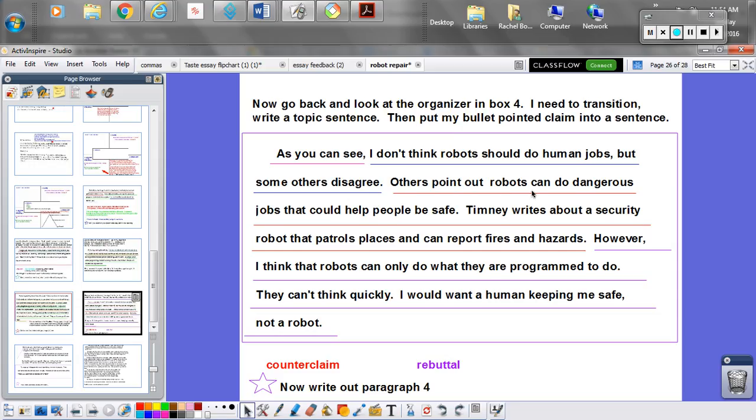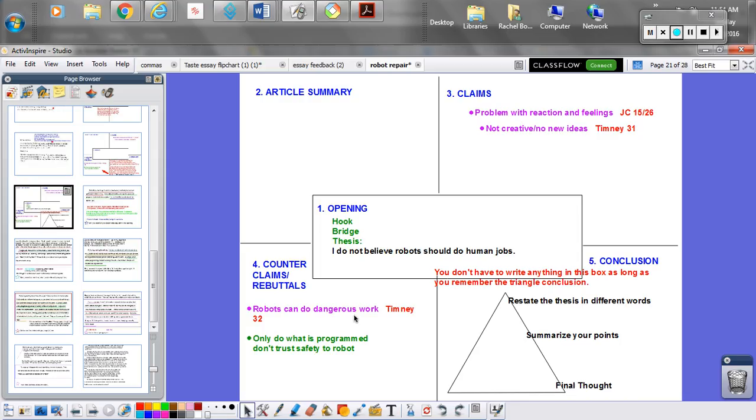Others point out robots can do dangerous jobs that help people be safe. Timney writes about a security robot that patrols places and can report fires and hazards. And again, where did I get that sentence? From my organizer right here: robots can do dangerous work. And then I went back into the text to find this.